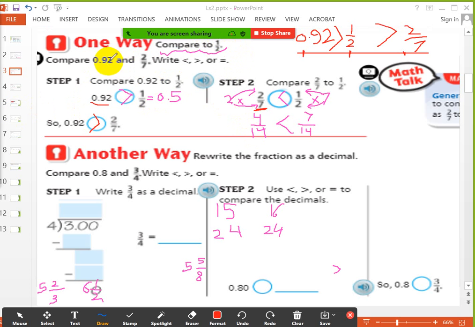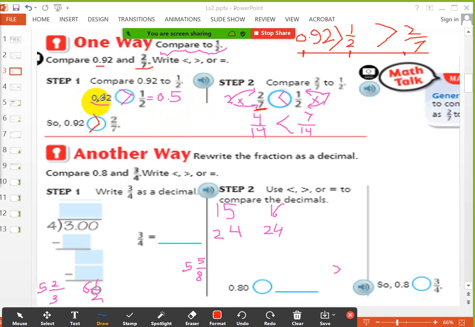So I want to compare each number with 1 over 2. First number is a decimal number. So 0.92, if I want to compare it with 1 over 2, I have to write 1 over 2 as a decimal. And you know 1 over 2 is 0.5, because I have to save this number. Okay?